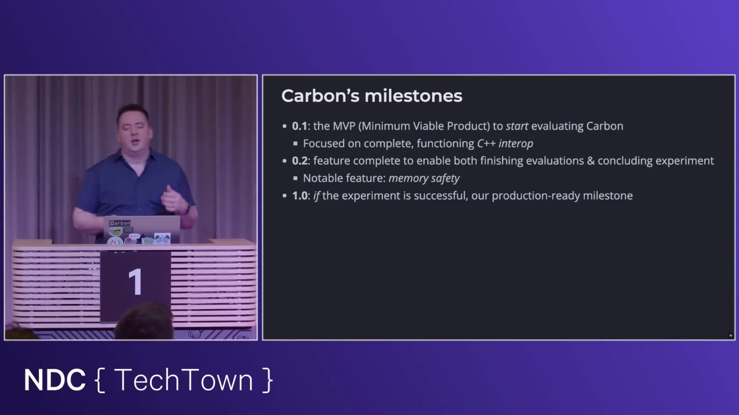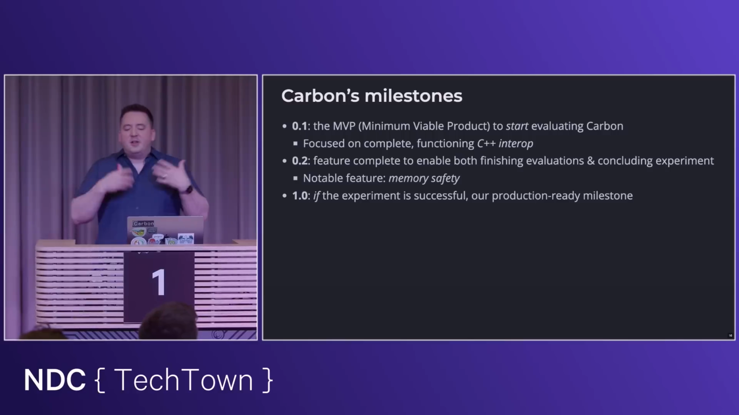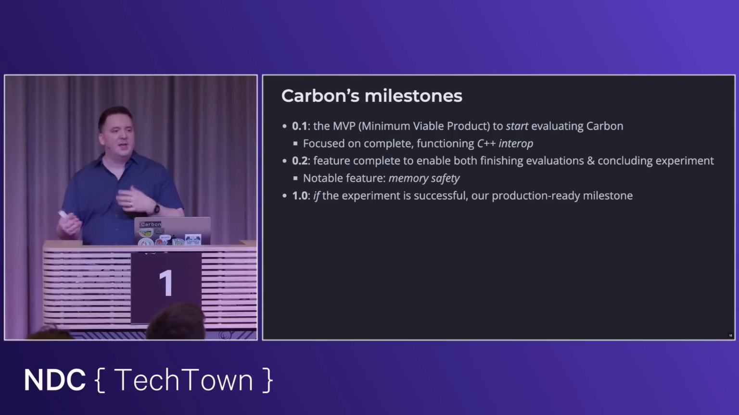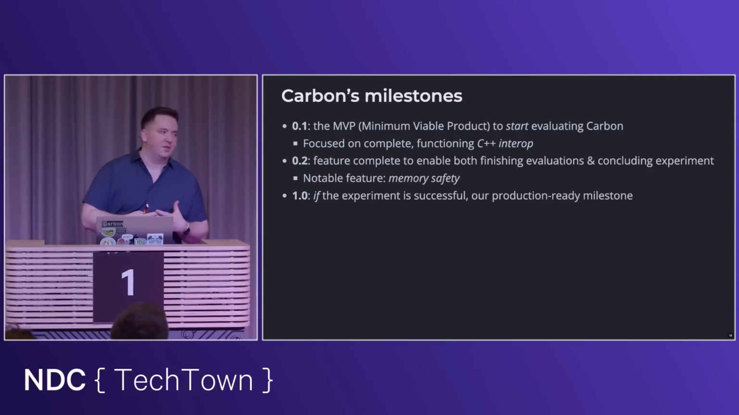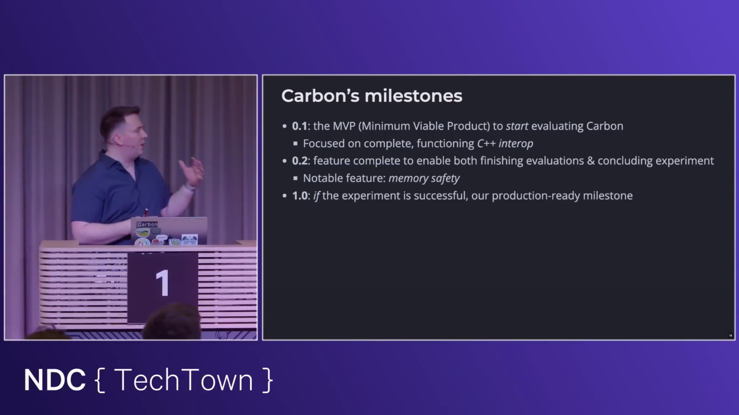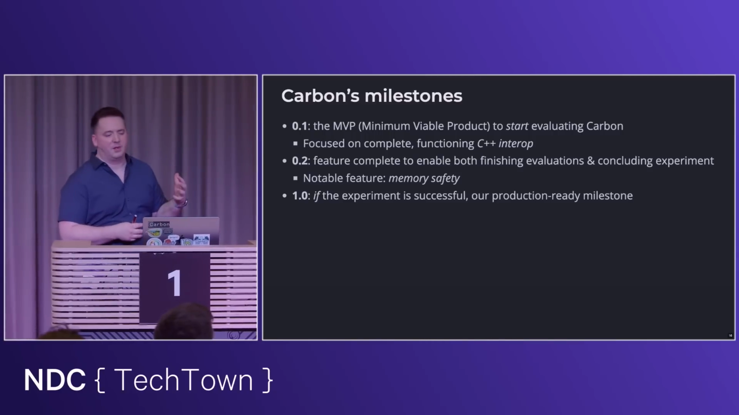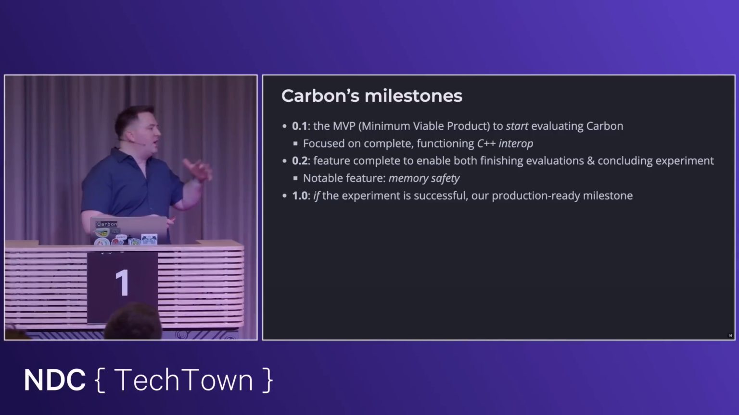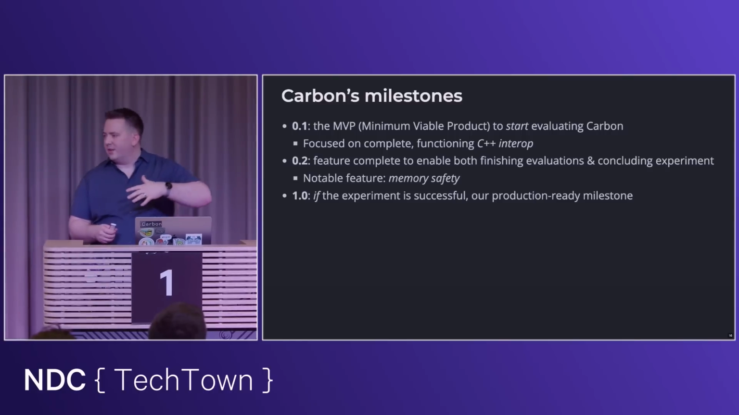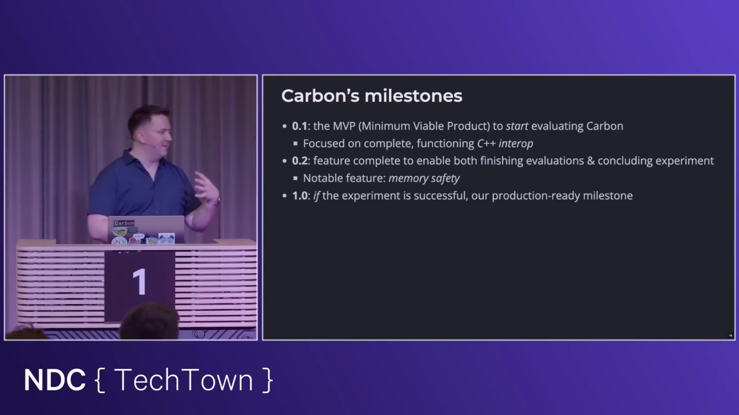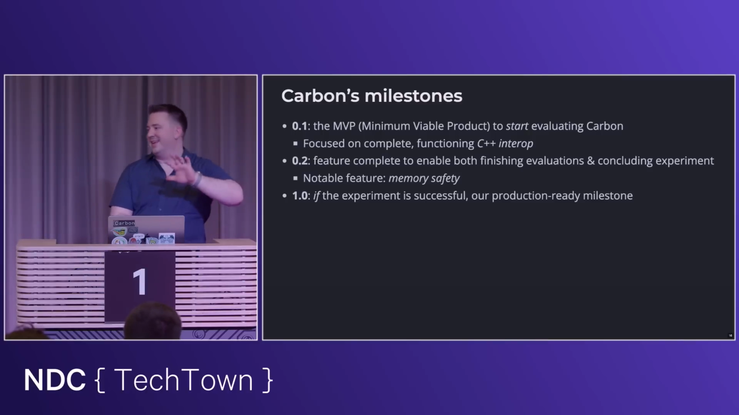In 0.2, we want to try and get to something feature complete enough that people can actually finish evaluating. They can wrap up their ideas about whether this makes sense or not for them, and make clear decisions. There are a bunch of notable features that we'll talk about here, but one of them is definitely memory safety, which is where we really see it coming into the picture in a big way. And the only other thing that we can anticipate this early is that, of course, at some point, if we're successful, we would like to have a 1.0. This is a production quality thing. That is a long way away, though. That's in the distant future.